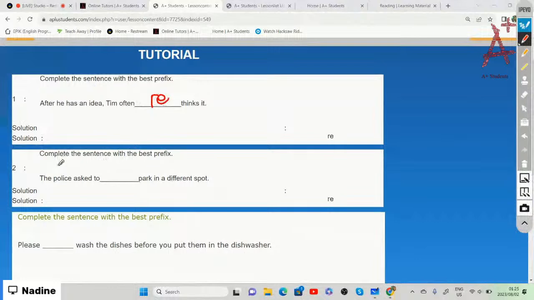Complete the sentence with the best prefix. The police asked to park in a different spot, right? If they ask you to park again, especially in a different spot, it means that you already parked, but you need to park in a different spot. So we're going to say the police asked you to re-park in a different spot, meaning to park again.